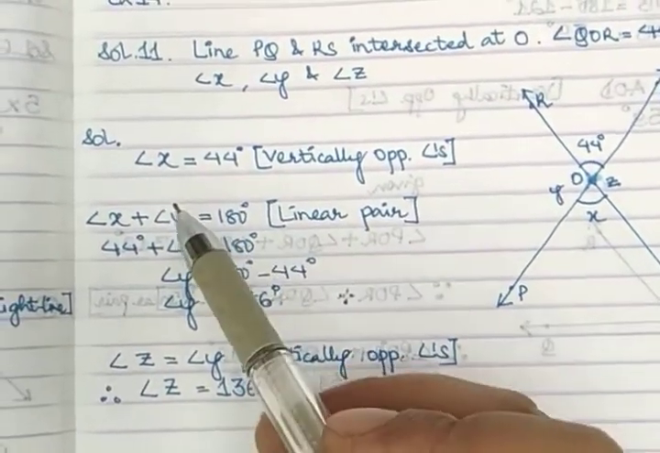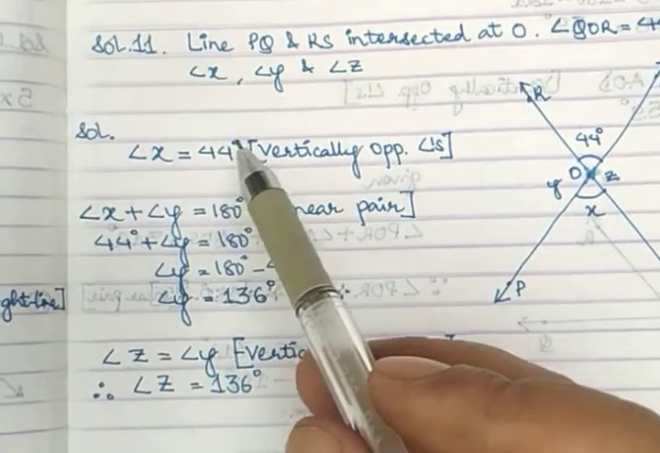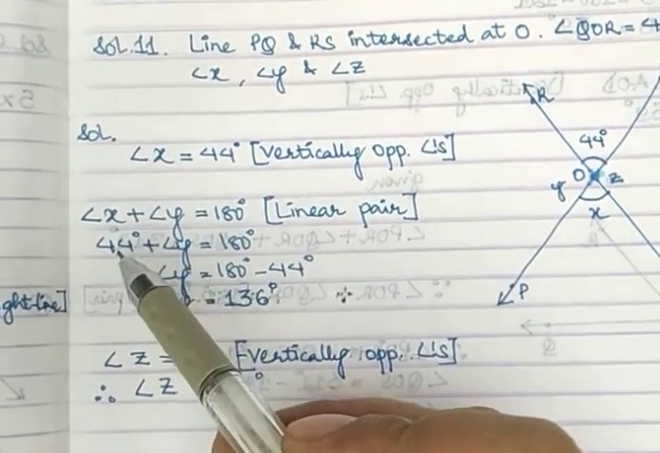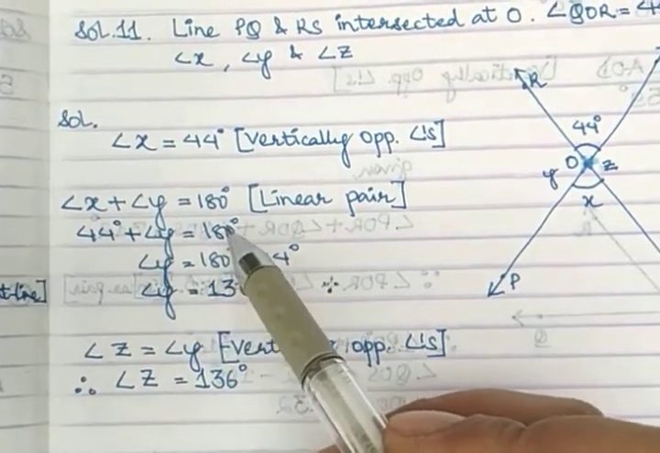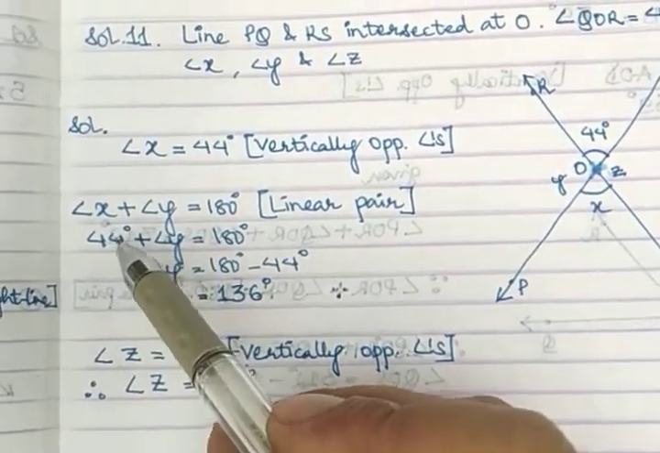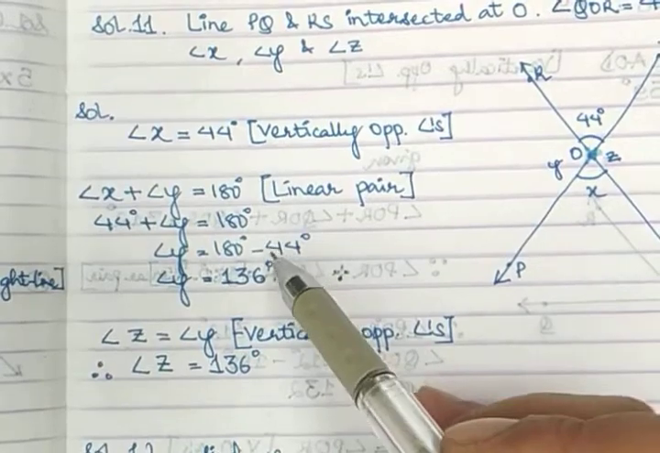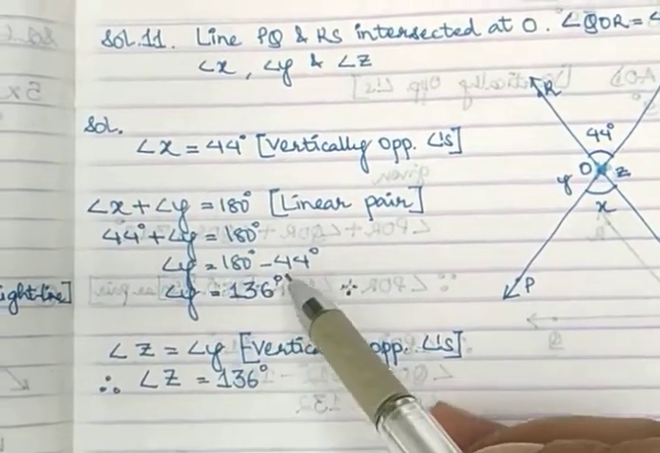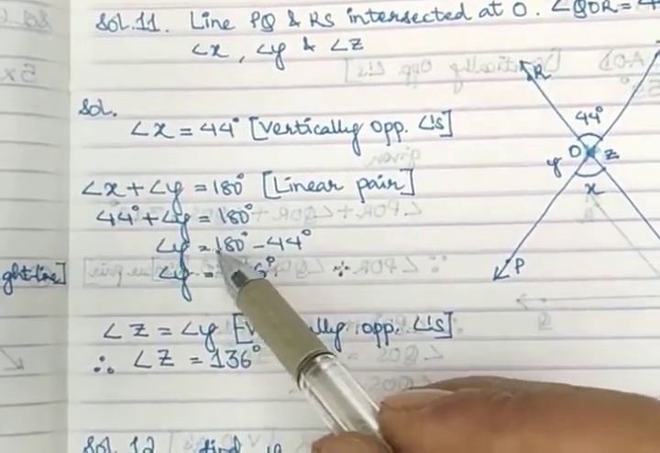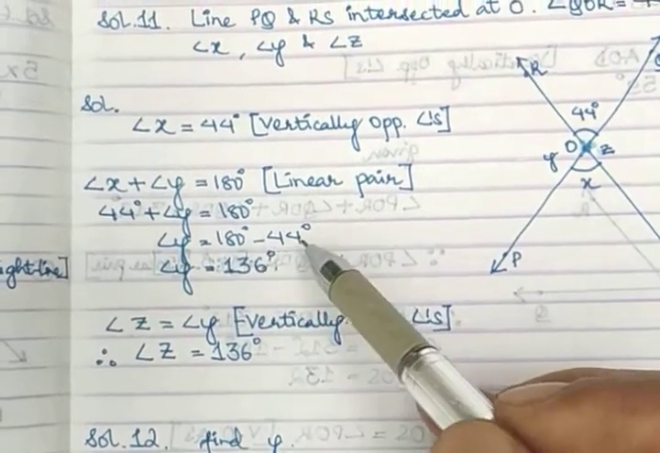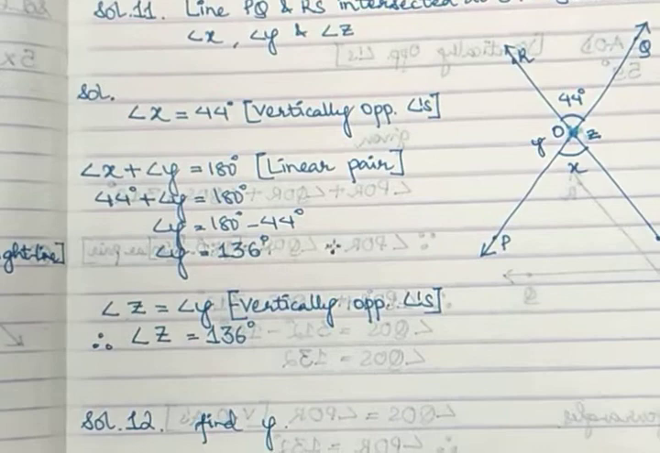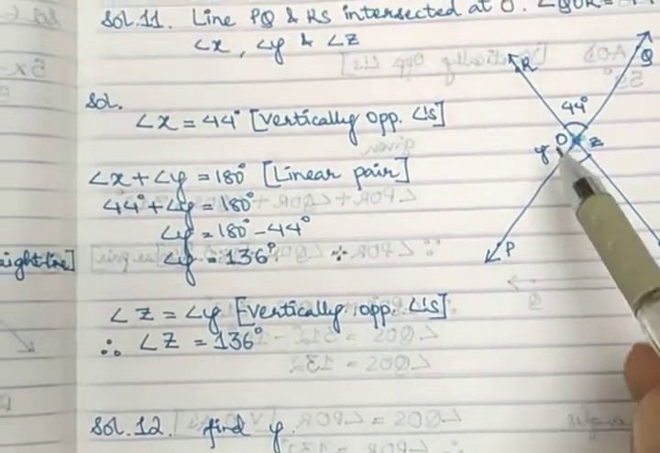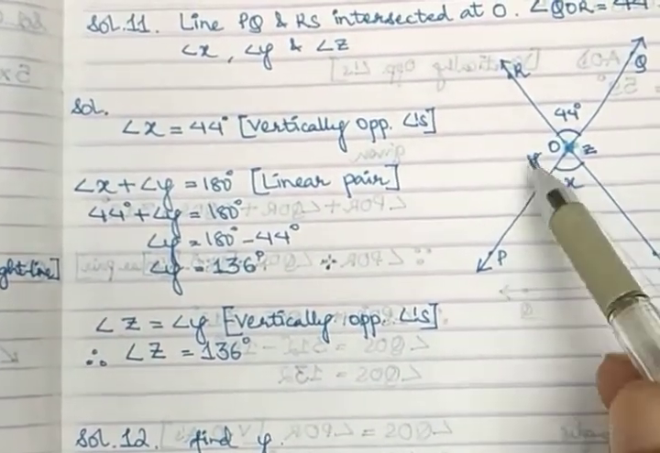Since we already got the value of X as 44 degrees, I have substituted the value of X in the equation. X is 44 degrees plus angle Y equals 180 degrees. Now this 44 goes to the other side and becomes minus, a linear equation in one variable. Minus 44, and we got the value of angle Y as 180 minus 44, that is 136 degrees. So in this way we got the value of Y as 136 degrees.